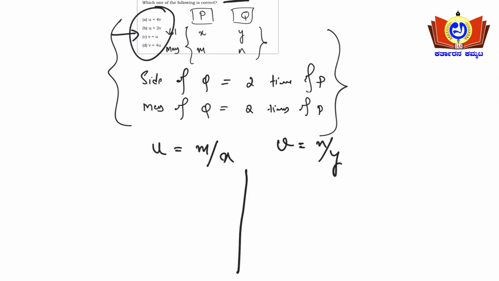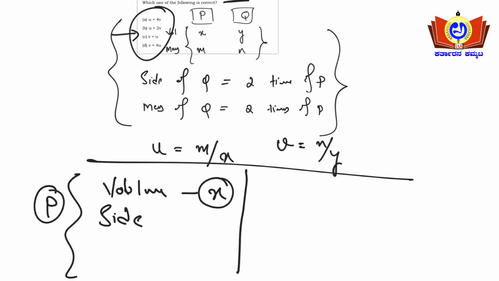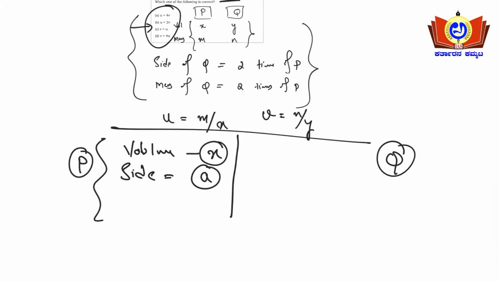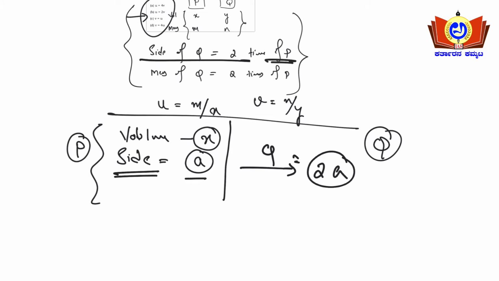So we need to solve this, my dear friends. Here, the volume we shall consider as X. This will be for the P cube, and this will be for the Q cube. The side of P we shall consider as a, so the side of Q will be 2 times that of P, so this will be 2a. This is given in the question: if the side of P is a, then the side of Q will be 2a. Yes or no, my dear friends?